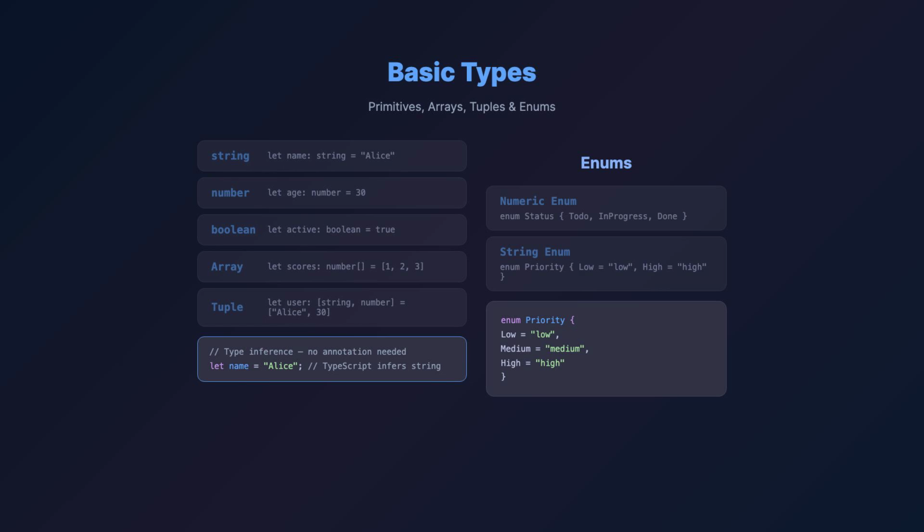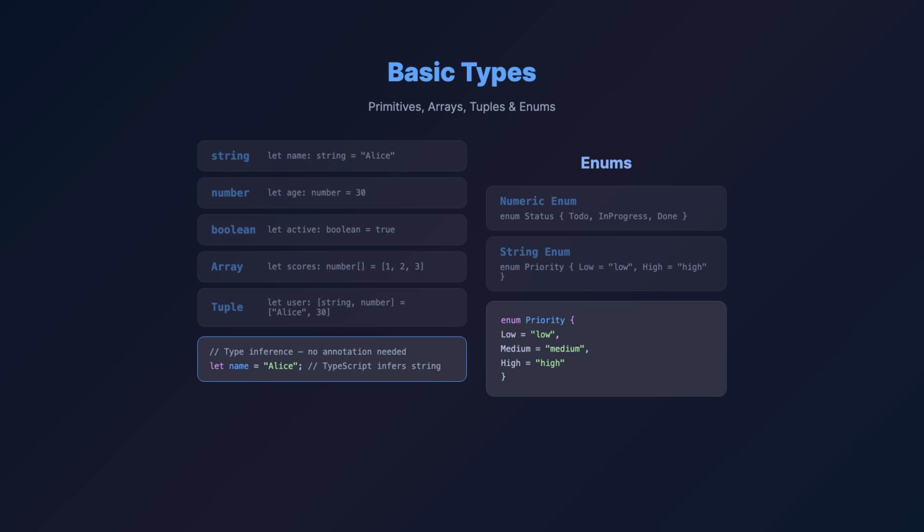Tuples are fixed length arrays where each position has a specific type. let user: [string, number] = ["Alice", 30]. The first element must be a string. The second must be a number.